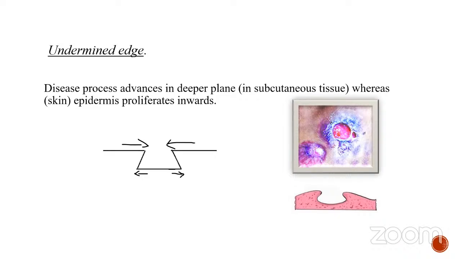So in an undermined edge, the disease process advances in the deeper plane in the subcutaneous tissue level, whereas in the epidermal level, it proliferates inwards. In the epidermal level, healing is happening, whereas it's not happening in the subcutaneous tissue level. So this gives the characteristic undermined edge look. I hope I'm clear. Then the third one is the punched out edge.